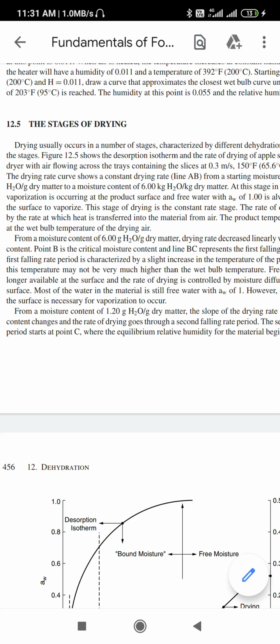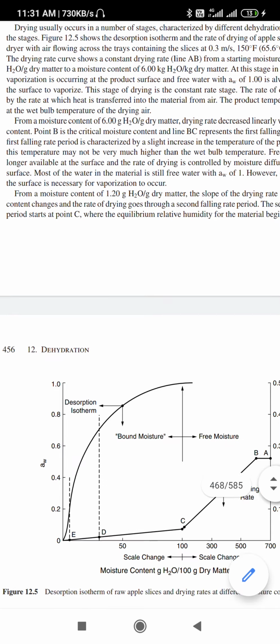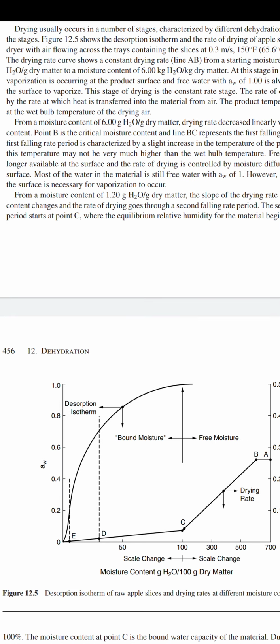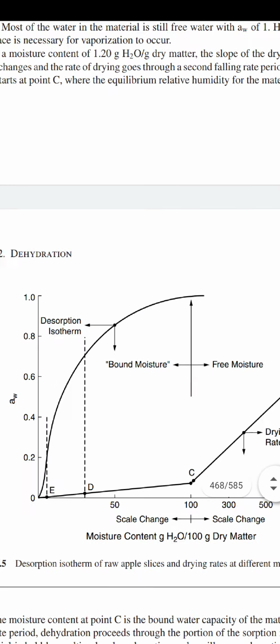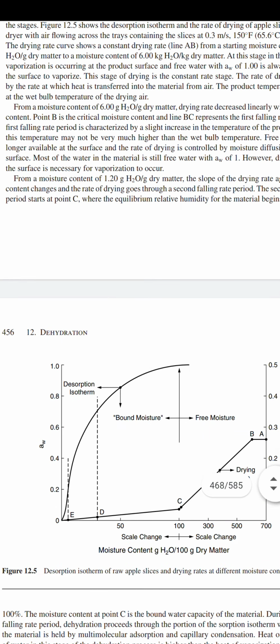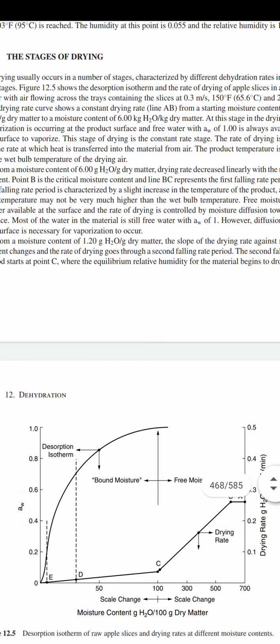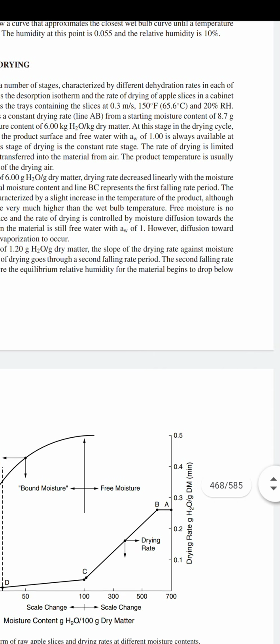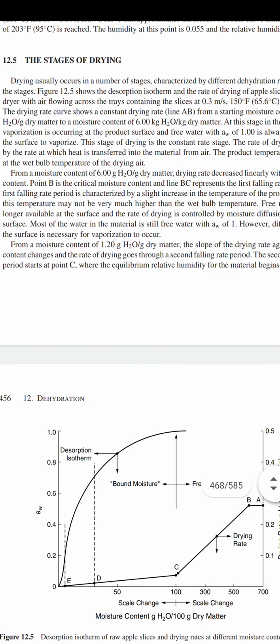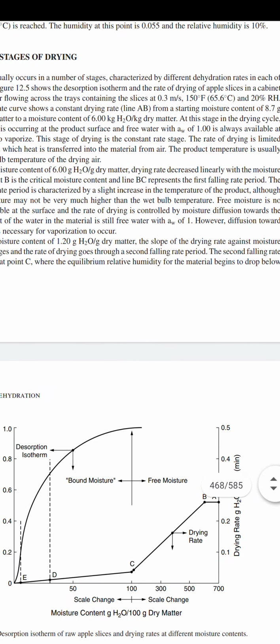So we are discussing the falling rate period. If you look at this point C, from point C to D, the second falling rate period is taking place. From a moisture content of 1.2 dry matter, the slope of the drying rate against moisture content changes, and the rate of drying goes through a second falling rate period.